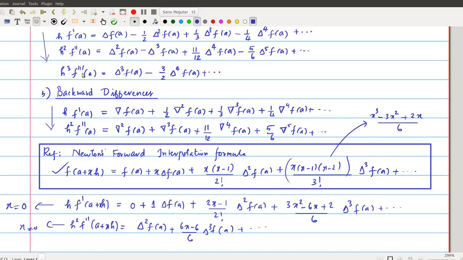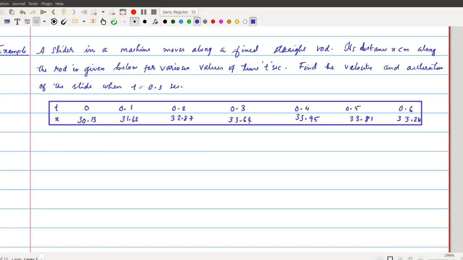Now we will discuss one problem of this forward difference and backward difference, then we can conclude section 22.10. This is our example. A slider in a machine moves along a fixed straight road. Its distance x cm along the road is given below for various values of the time t seconds. Find the velocity and acceleration of the slide when t is equal to 0.3 seconds. This is an illustrated example.